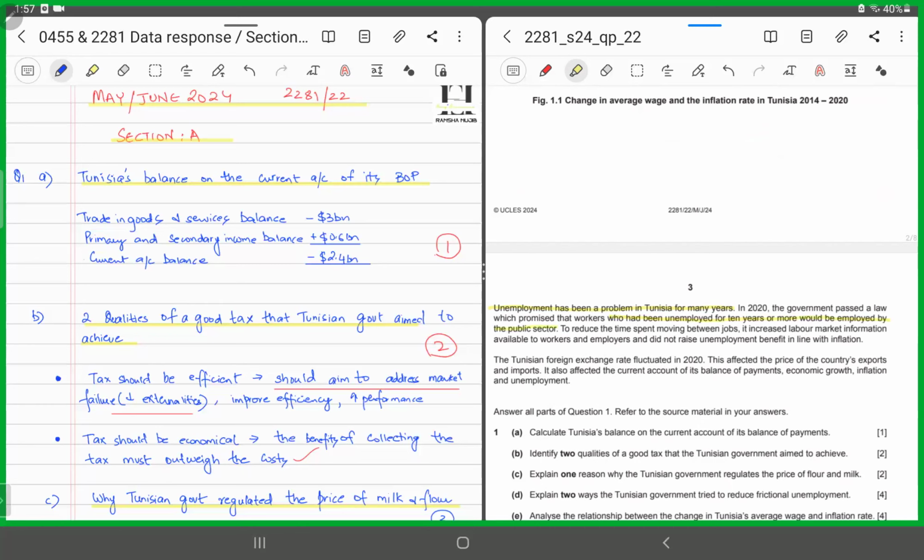So then the responsibility would fall on the government or the public sector firms to employ those workers who have been unemployed for a period of more than 10 years. This means what? Structural unemployment, right?